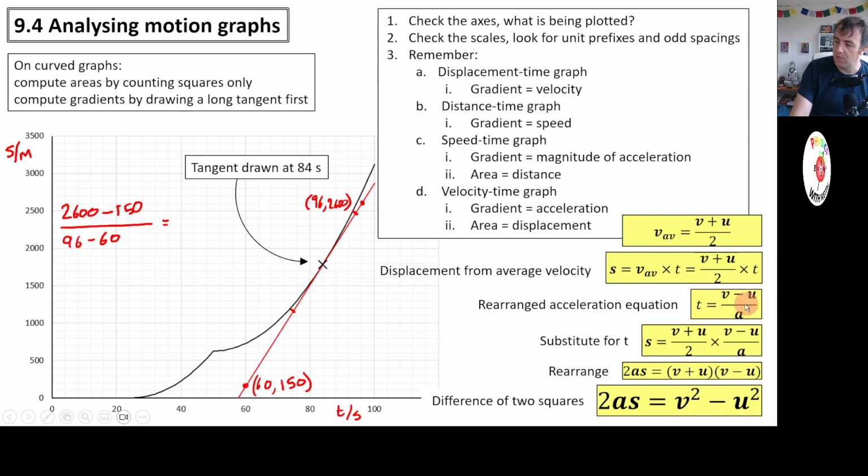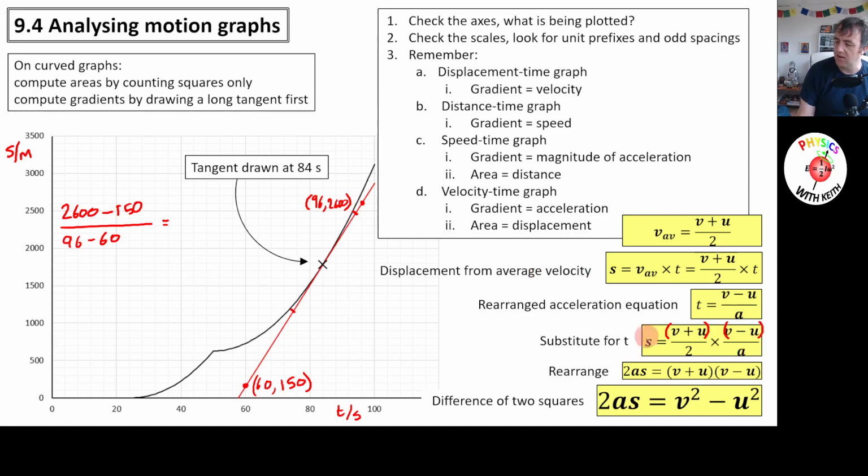Now what we could do is substitute this into this equation here. So displacement is equal to v plus u over 2 times t. I could substitute this into there, and I end up with displacement equals v plus u over 2, that's this one, times, instead of t, v minus u over a. I hope I've said all this right. If I've messed up, my apologies, but it should be enough that you can follow. I might put brackets around these bits if I was teaching it in class, so you could see them separately.